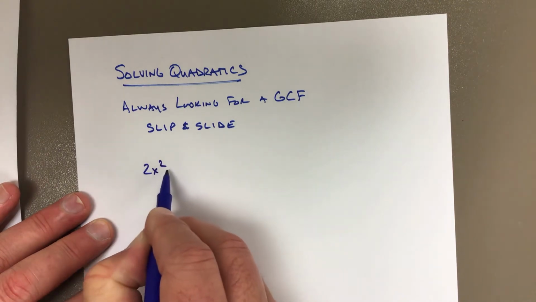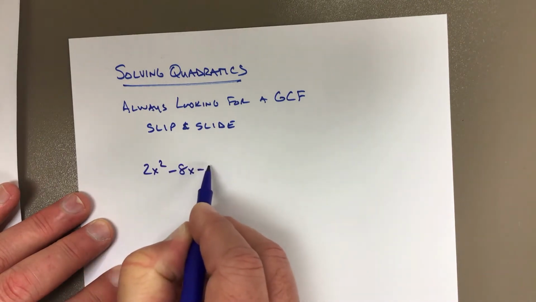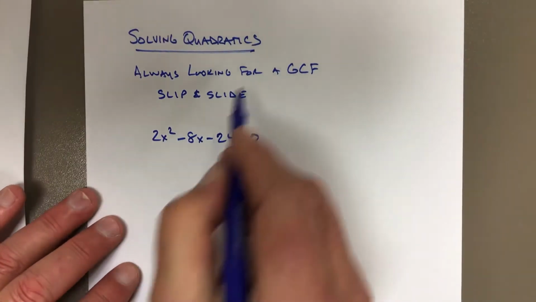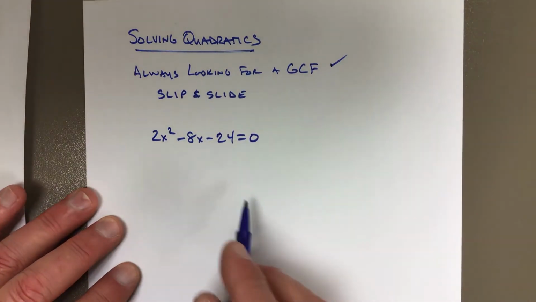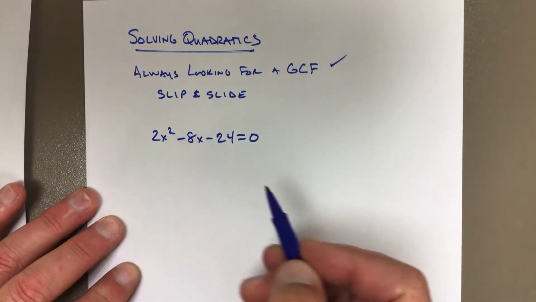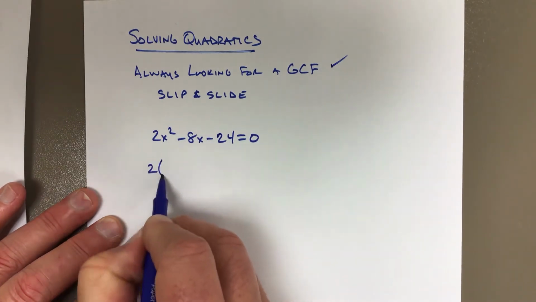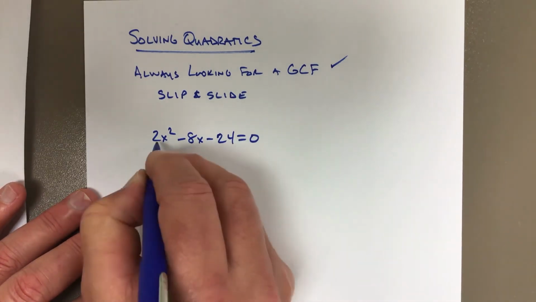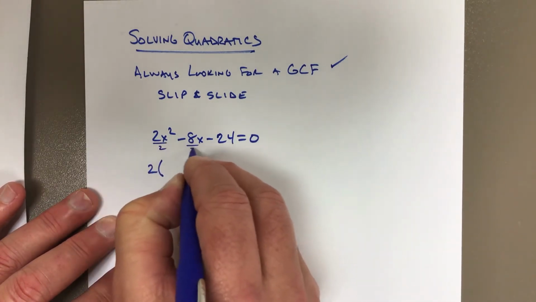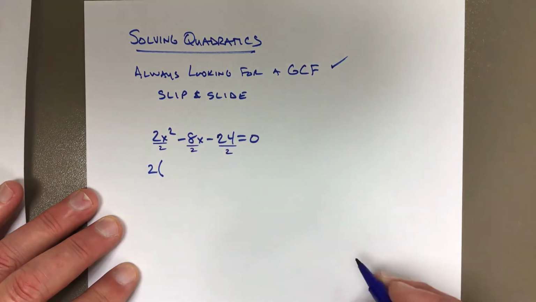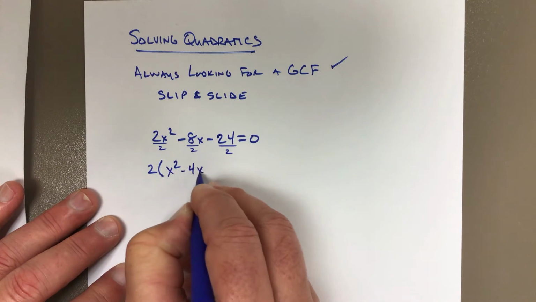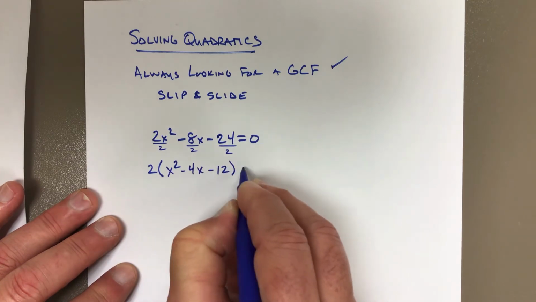All right, so if we have 2x squared minus 8x minus 24 is equal to 0, same thing, we're always looking for a greatest common factor. 2, 8, and 24, we can factor out a 2, right? If I'm factoring out a 2, some of you will need to think that we're dividing by 2. So then we're left with x squared minus 4x minus 12 is equal to 0.